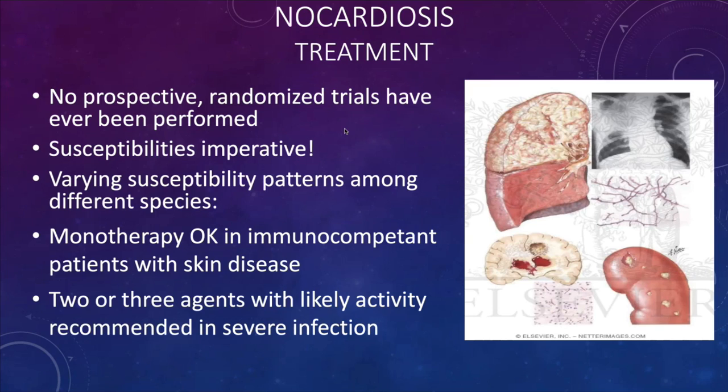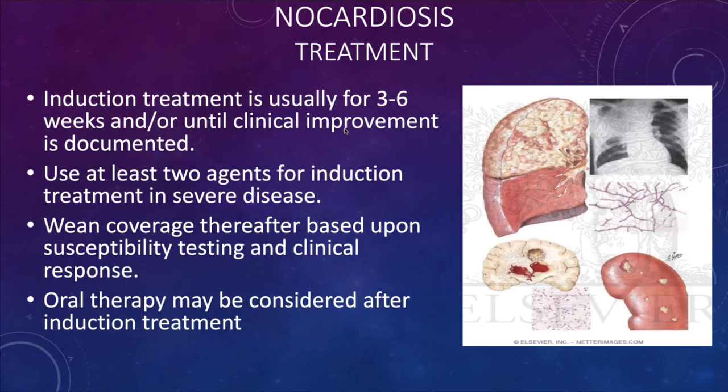But you take the extreme end of that. If you have an immunocompromised patient with serious disease, you're going to want to use multiple agents, at least 2 agents, and in some cases 3 agents if you have severe infection. The treatment of nocardiosis usually follows an induction-consolidation type of strategy, where you treat with very highly effective, in some cases parenteral agents, for 3 to 6 weeks until clinical improvement is documented, and then you de-escalate to usually an oral regimen for a prolonged period of time to complete your therapy.